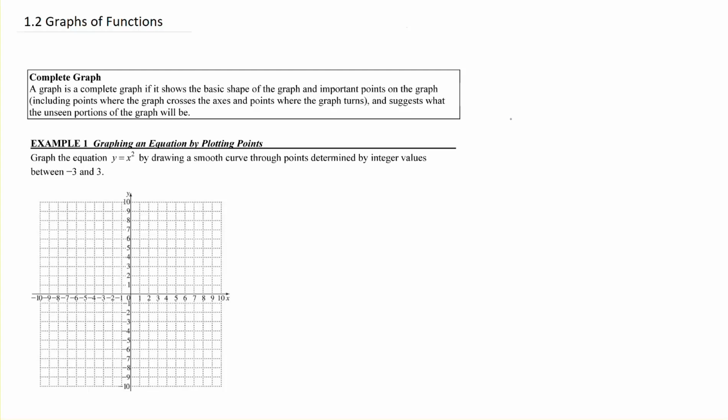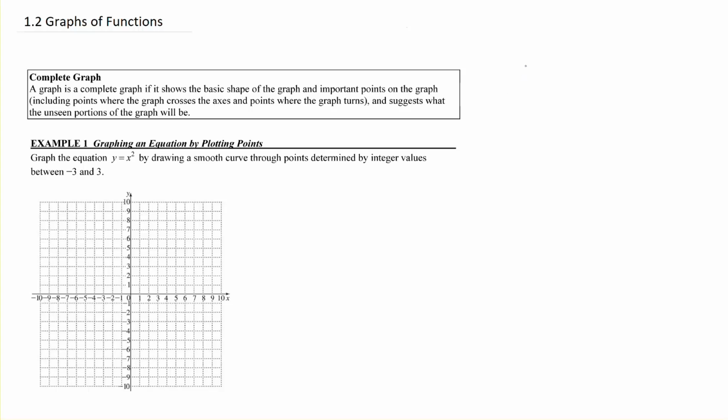1.2 is graphs of functions. We need to first talk about what a complete graph is. Even if you're using a graphing calculator, this applies. A graph is a complete graph if it shows the basic shape of the graph and important points on the graph. This includes points where the graph crosses the axes and points where the graph turns. And it also suggests what the unseen portions of the graph will be.